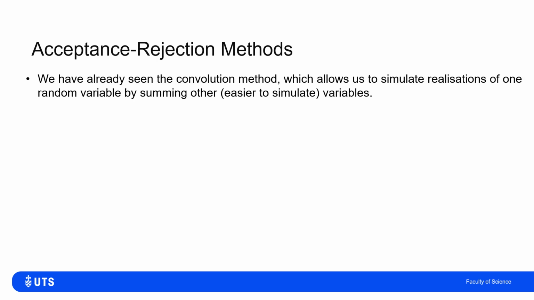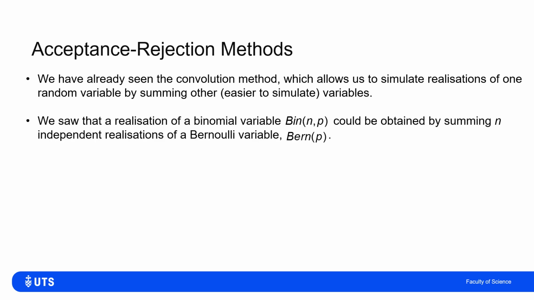We've already seen convolution methods for simulating from more complicated distributions by drawing from easier-to-simulate distributions and using our knowledge of how different distributions are related to each other. Why do this the hard way when there is an equivalent, much easier method? And we saw examples like with a binomial variable.